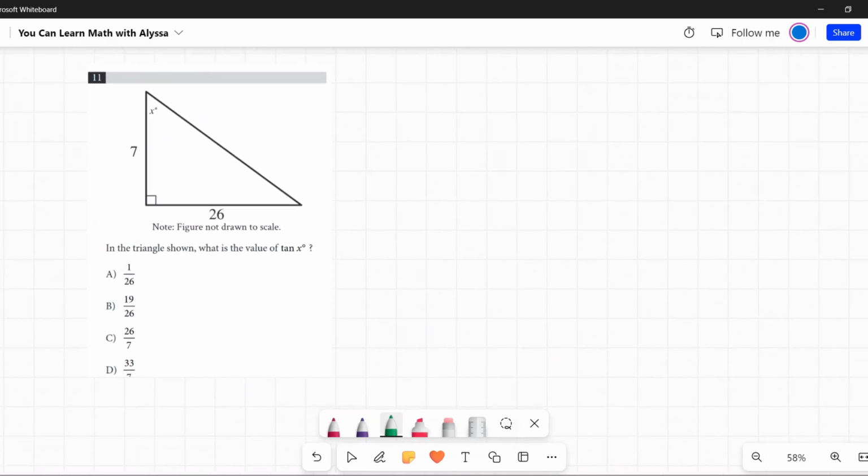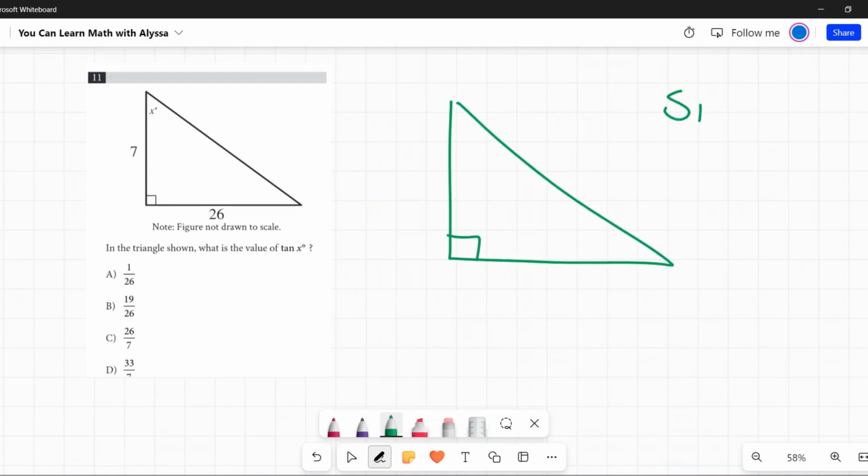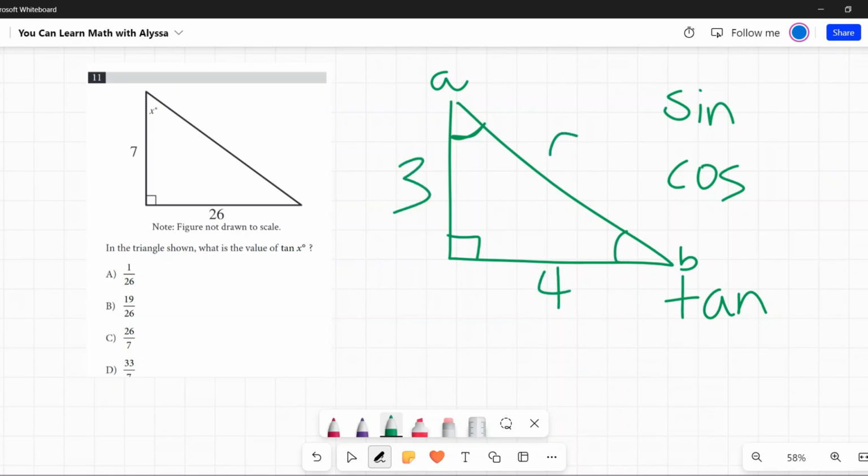Number 11, another figure not drawn to scale. In the triangle shown, what is the value of tangent of x? If I have a right triangle, there's three identities they're likely to ask you about: sine, cosine, and tangent. So if this is A and this angle is B, and I'm going to say this side is 3, this side is 4, and this side is 5. If I am looking at, actually I'm going to erase that B, let's just look at angle A.